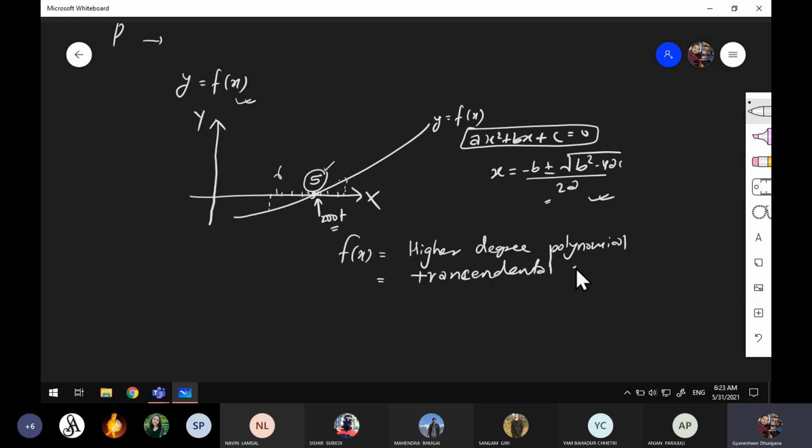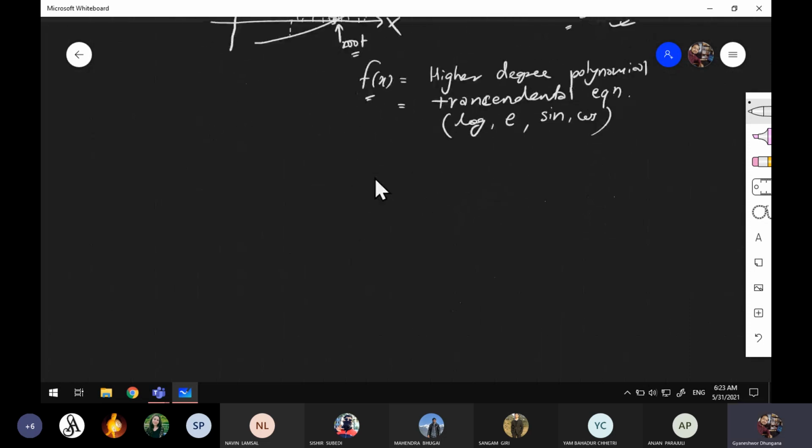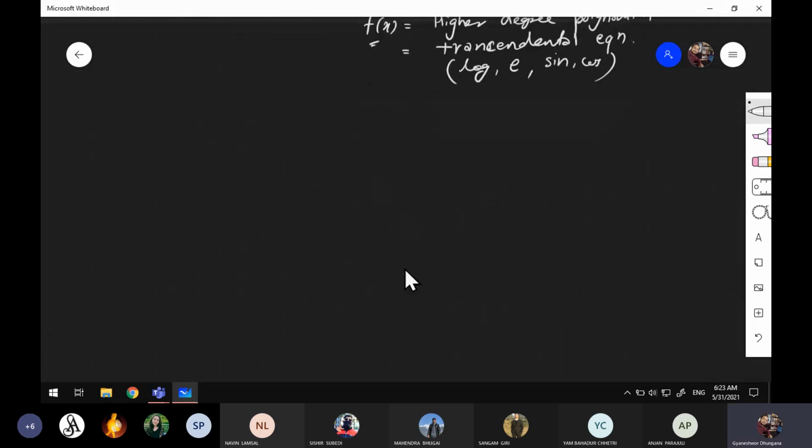Transcendental equation means it may be a log function, an exponential function, or a trigonometric function, right? In such cases, where the function is a bit complex, a numerical approach will give us a better solution, or an easier way to solve the problem. So there may be a number of problems where we can apply the numerical method.